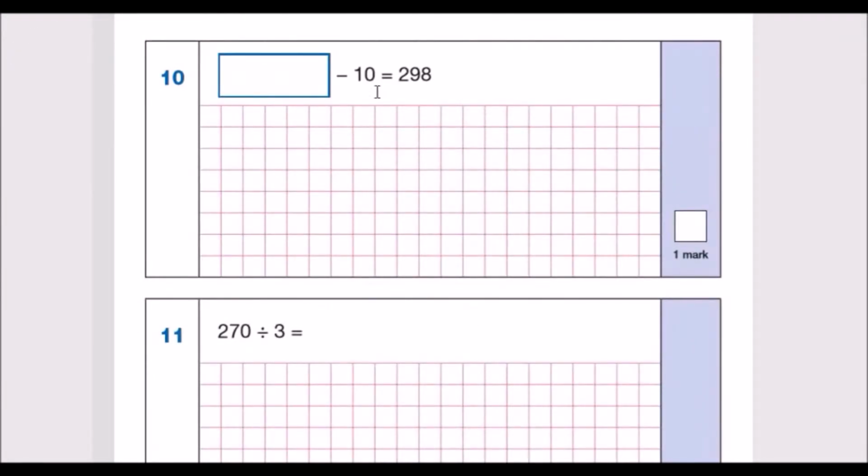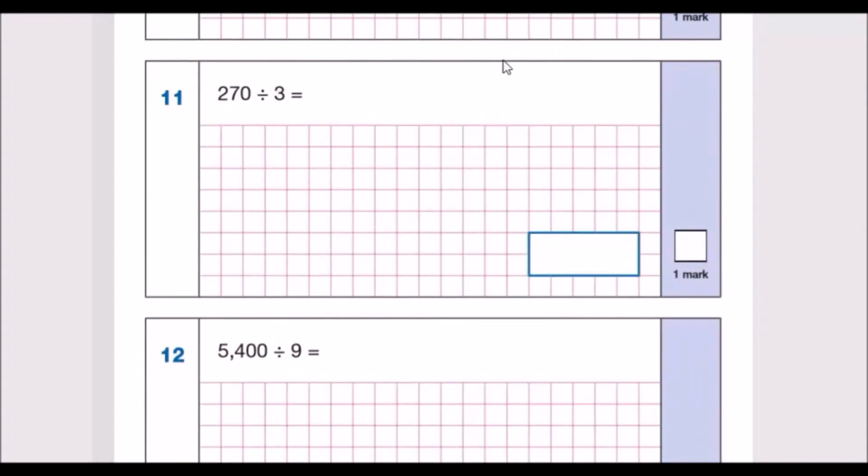So something take away 10 gives us 298. So we're looking at a number which is 10 more than this to give this result. So if you're not sure, well, the answer is definitely 308. To make sure you know this, if you're subtracting something by 10, just cross it out and just add 10 to this. And this should give us 308. And yep, that's it. All done.